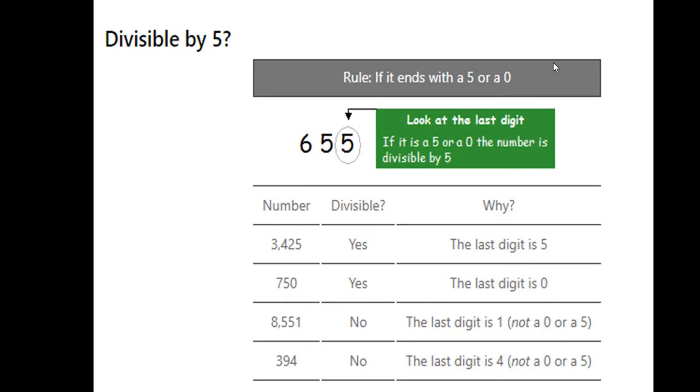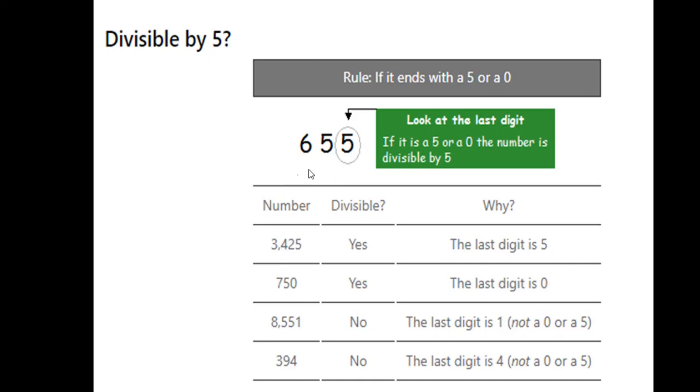Moving to the next one, divisible by 5. The rule is that if a number ends with a 5 or a 0, then the number is divisible by 5. You just have to look at the last digit. Here it is 655. The last digit is 5, and we only have to check for 0 or 5. So the number is divisible by 5.